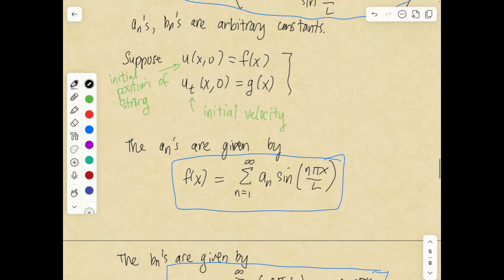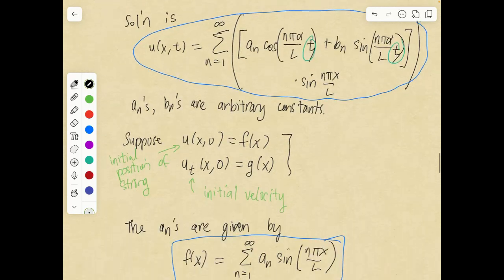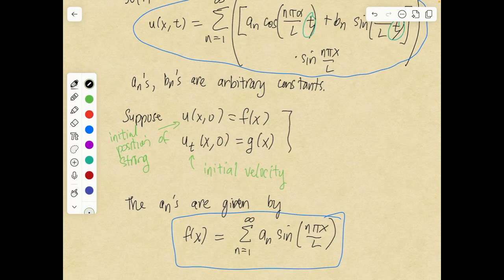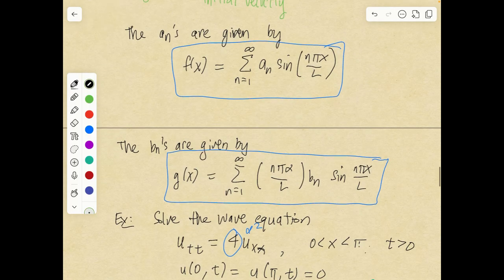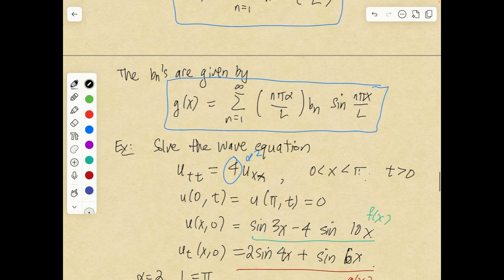So the u of xt is just what you get when you add all these together, right? So the answer is that plus that plus that plus that. So that's the u of xt. That's the answer to the problem. So that's an example of applying the wave equation formula.